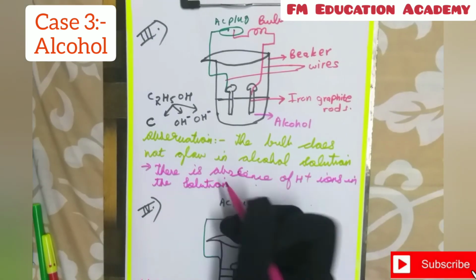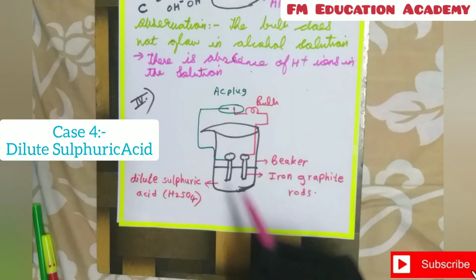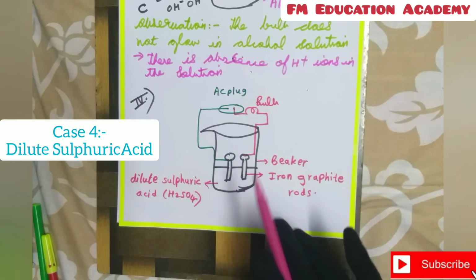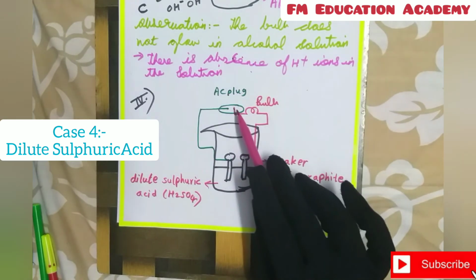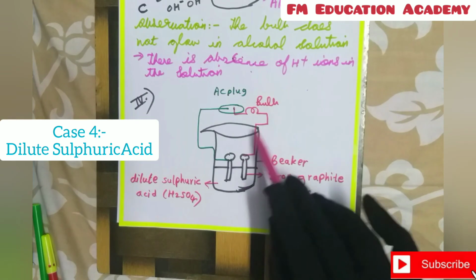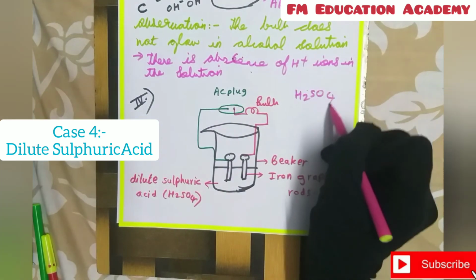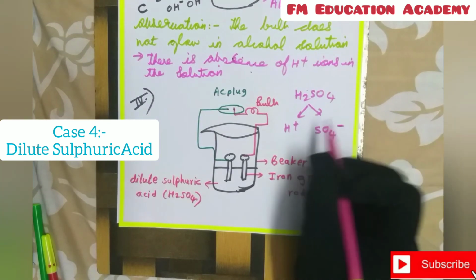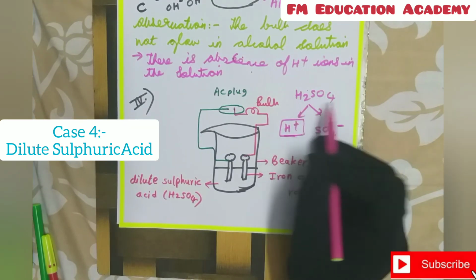Now let us take one acid, that is dilute sulfuric acid, and perform the same experiment. That is, we are taking a fourth beaker and we are setting up the same setup, and we add dilute sulfuric acid in that 100 ml beaker and we switch on the supply. When we switch on the supply, we observe that H2SO4 can be split as H plus ions and SO4 minus ions. That is, we have H plus ions, that is cations, inside H2SO4.